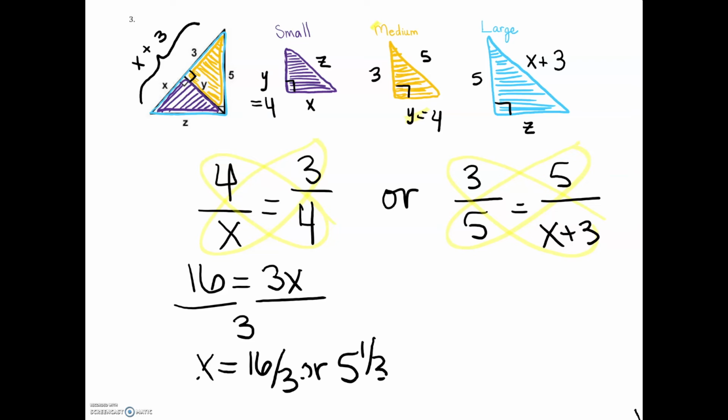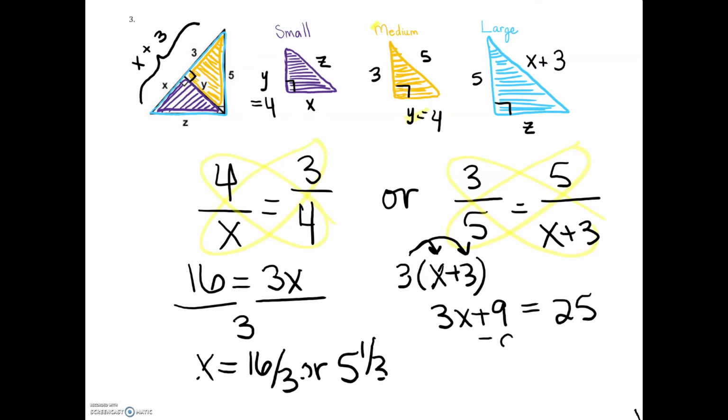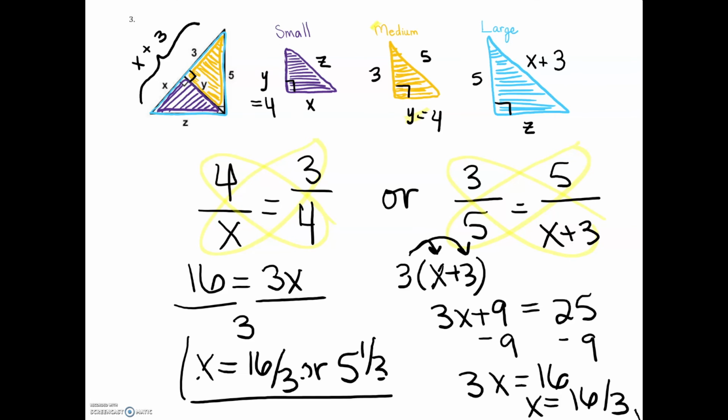On the right, we have 3 times x plus 3. And remember here that the 3 is distributed to both the x and the 3. So this will become 3x plus 9. And this equals 5 times 5, which is 25. We subtract 9 from both sides, and again we get 3x equals 16. When we divide both sides by 3, we get x equals 16 thirds, or 5 and 1/3, so our answers match.